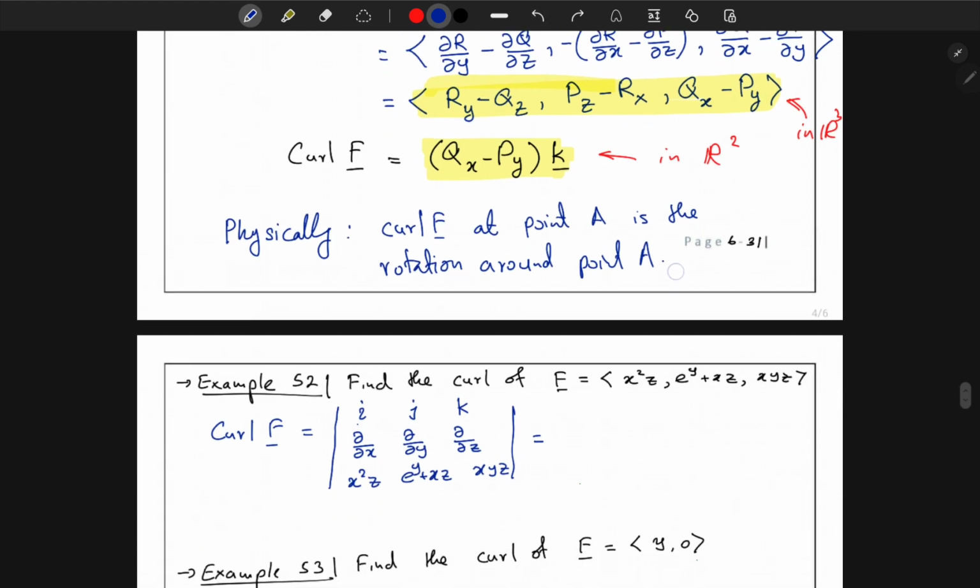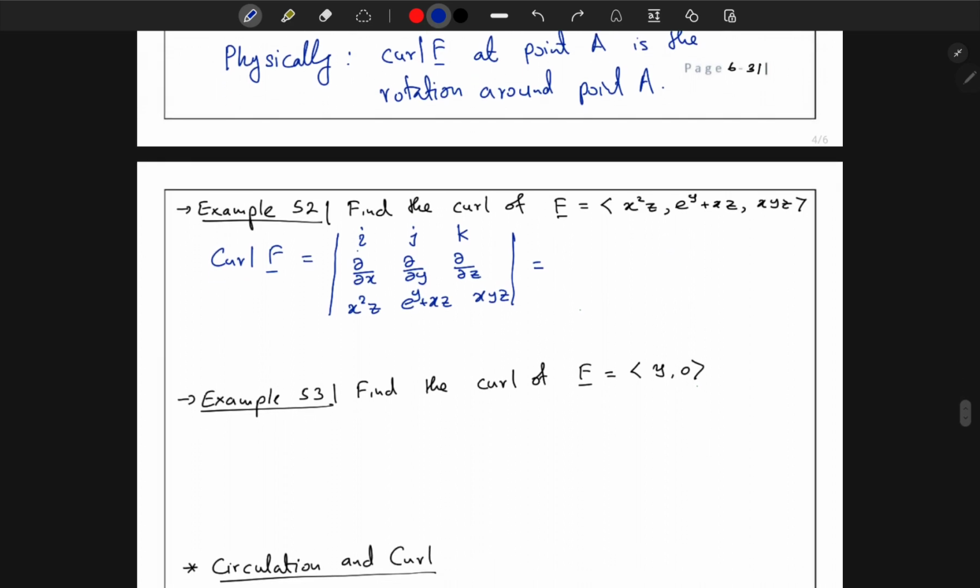Two-dimensional motion, it's easy to memorize. So if you are working with a three-dimensional vector field, it's easier to use the definition of cross product. Okay, so the components will be first these two, so derivative with respect to y, it's xc, minus with respect to z, it's x. So I used these two to find the first component.